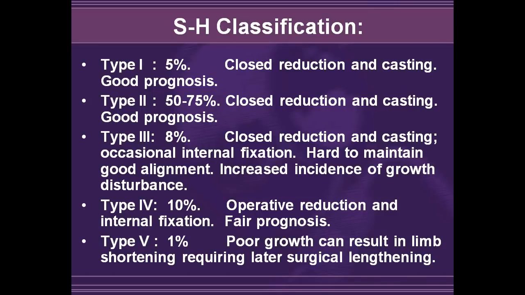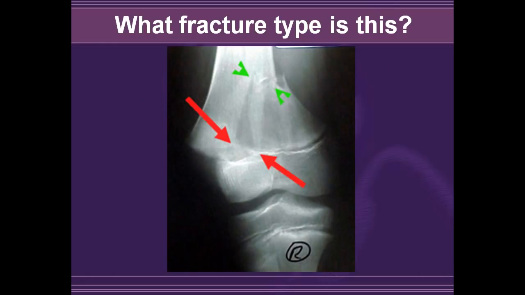Type 4, which includes both the metaphysis and epiphysis, has a fair prognosis and often requires operative reduction. And type 5, which is the type where there's been crush injury, has a poor prognosis and is often associated with poor growth and limb shortening. This is because the cells which are growing become crushed and damaged.